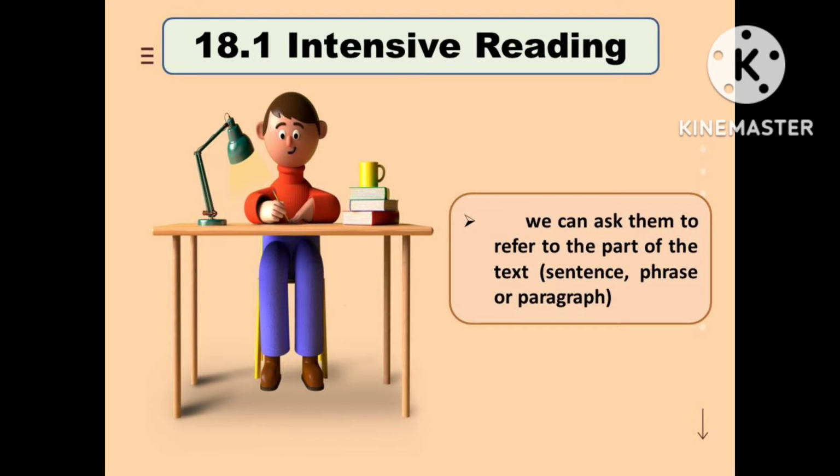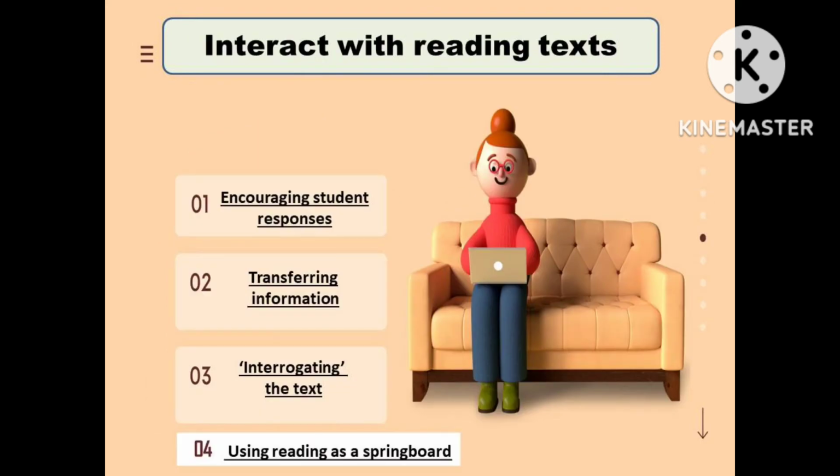There are, however, various other ways that we can ask our students to interact with reading text, and these may be just as effective as the comprehension questions we have discussed so far. These are the ways to interact with reading text. First, encouraging student responses. Second, transferring information. Third, interrogating the text. Fourth, using reading as a springboard.